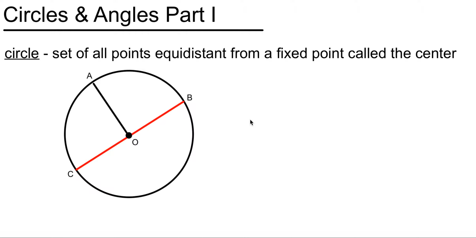By definition, it's the set of all points equidistant from a fixed point called the center. And right here, we have circle O. So O is my center. The segment here from the center to a point on the circle is a radius, one of infinitely many that can be drawn. And the segment that passes through the center with end points on the circle, CB in this case, that is the diameter.